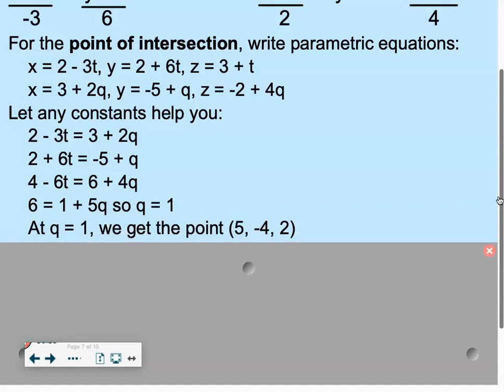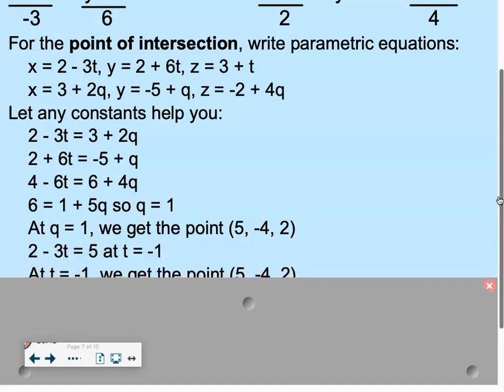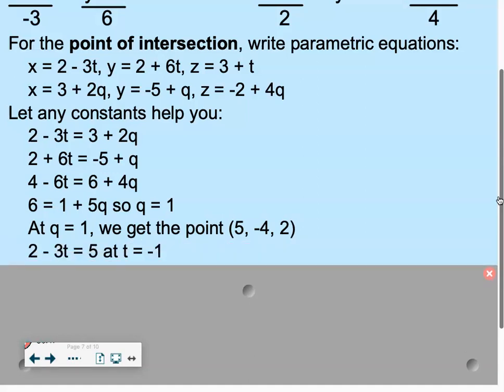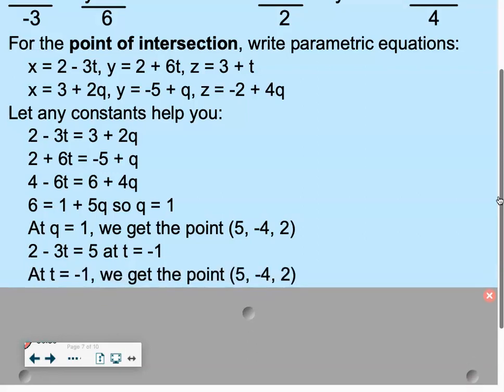I solved, I got q equals 1. At q equals 1, we get the point (5, -4, 2) on the second equation. If you solve for t, you get t equals -1. Did you guys get those? Okay, so you plug that in for your t and see if you end up with the same point, (5, -4, 2). If you get the same point on both lines, that means they intersect at that point. That's your point of intersection.